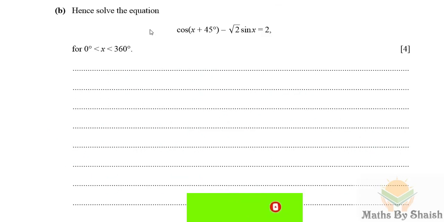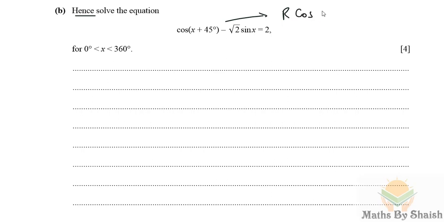And here's the B part of this question. Hence solve the equation. If it is hence solve the equation, we are going to use the answer of the first part. And from the first part we have seen that this left hand side can be written as r cos(x + alpha), where r was root 5, so it is root 5 cos(x + alpha).